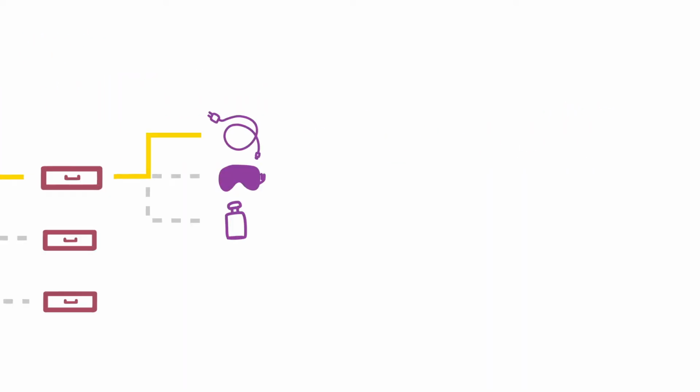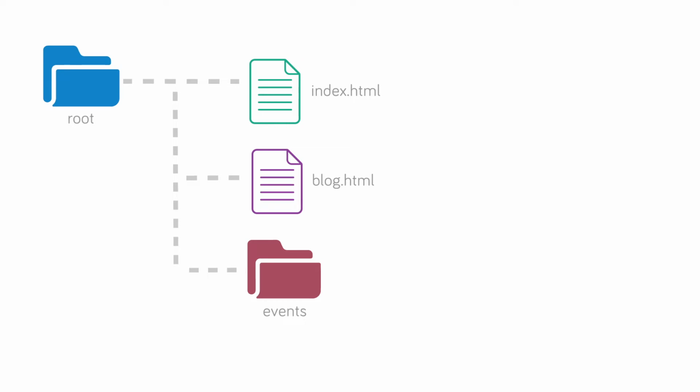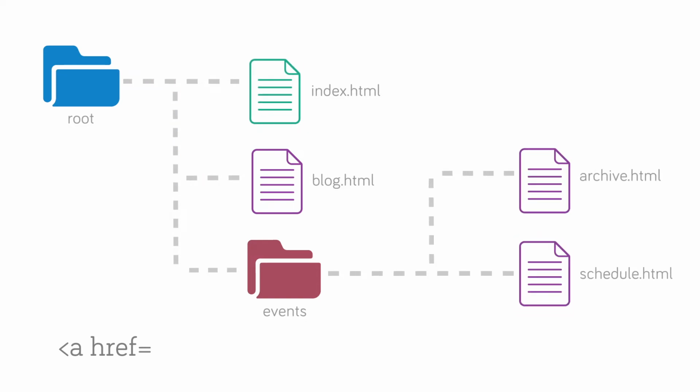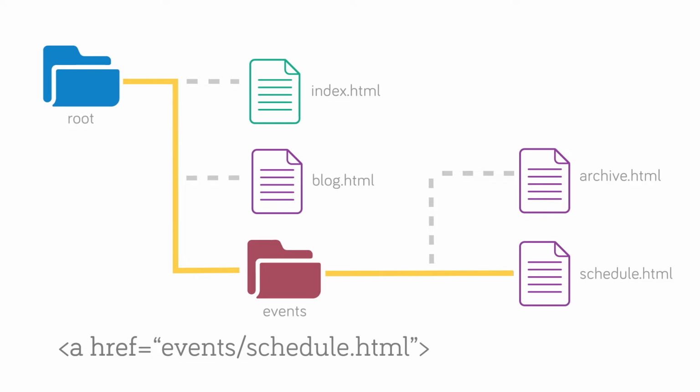Okay, back to our website folders. Let's look at how these file paths are written. If we're linking pages saved in the same directory, such as from the home page to blog.html, we simply write the file name, blog.html. But if we wanted to link from the home page to schedule.html, we have to tell it to go into the subdirectory named events and look for the specific file. In that case, the file path would be written like this: the name of the folder, which is events, followed by a slash, and then the name of the file, which is schedule.html.